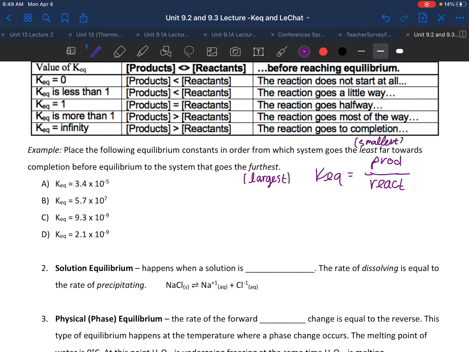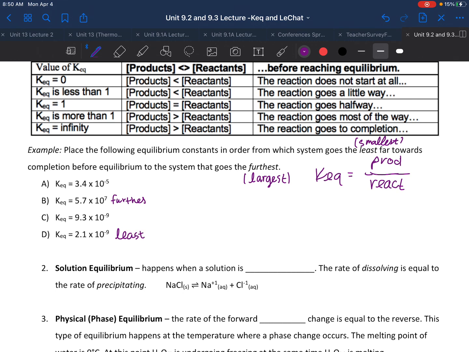Ordering these, the largest value that I see is an actual positive exponent. This would be our furthest, in the sense of making products. Then, the larger the negative exponent, the smaller the value. And technically, looking at the coefficients, 2.1 is smaller than 9.3. So this is actually going to be the least.